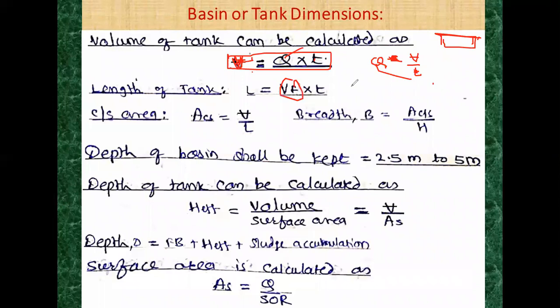Then the length of the tank. Here VF is the horizontal velocity of flow. Horizontal velocity is the distance traveled by the water per unit time, or detention period. So this is L by T. If I take T to the LHS, then L will be equal to VF into time T, the flow velocity multiplied by time. So length equals flow velocity into time.